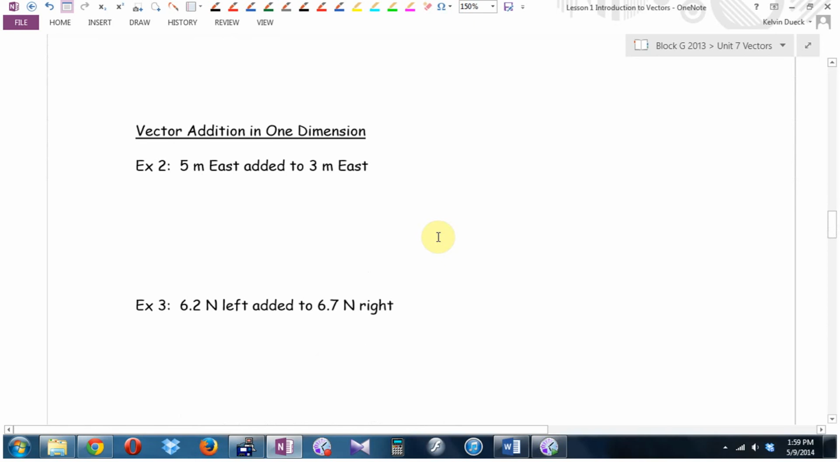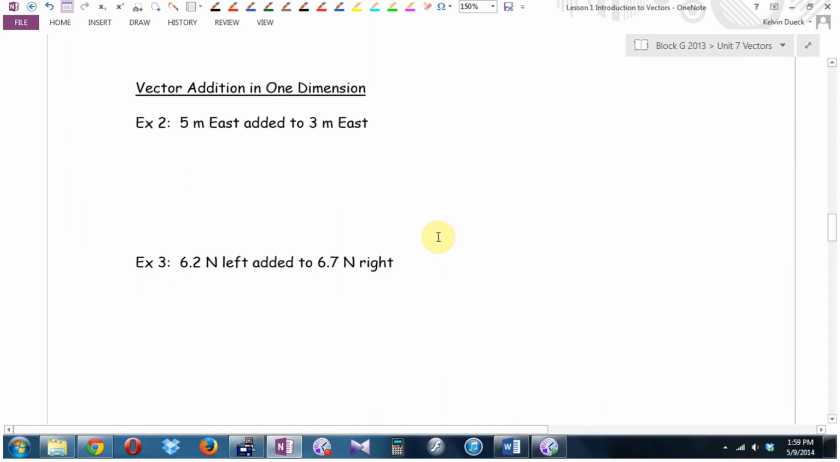Turn the page. Vector addition in 1D, 1 dimension. 5 meters east plus 3 meters east. This one we could do already in grade 10. 5 meters east plus 3 meters east is what? By the way, if it's directly north, south, east, or west, we don't put an at symbol there. We just go east. It's when there's an angle that we use the at symbol.